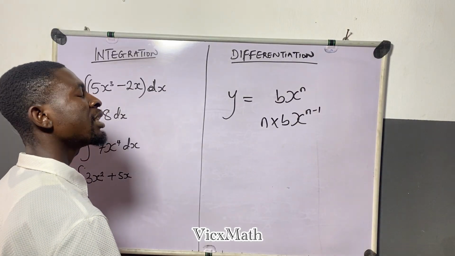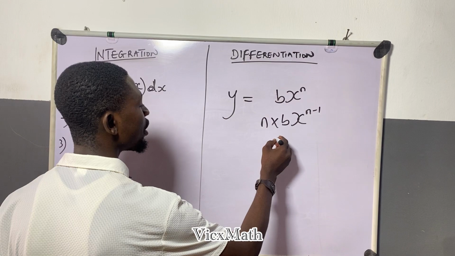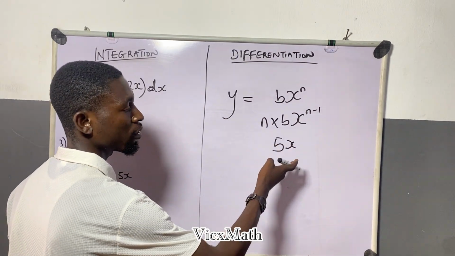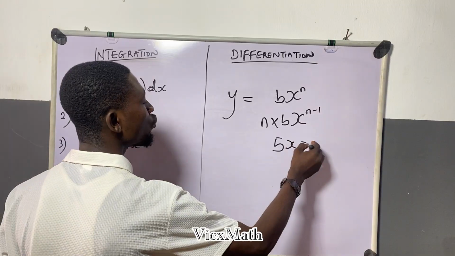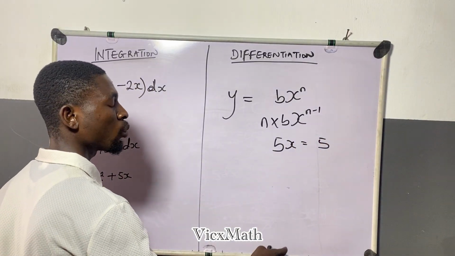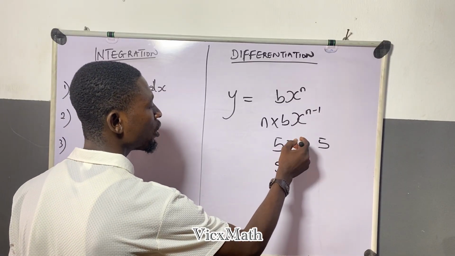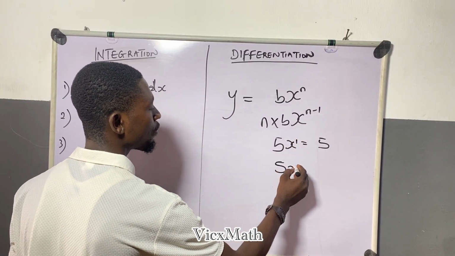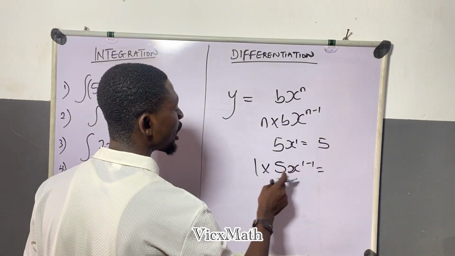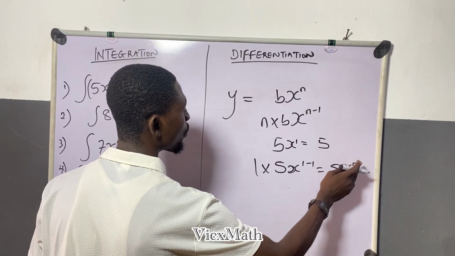Another thing you should notice is that any number without variable, any function without the variable x, if you differentiate it, it will just give you what? The number. You understand? Why? Because you have x to power 1. 1 times 5 is 5, and x raised to power 1 minus 1, which is x raised to power 0. Anything raised to power 0 is 1. 5 times 1 will give us 5.